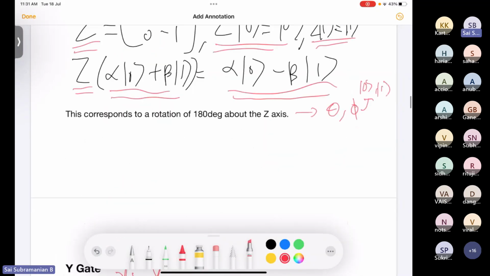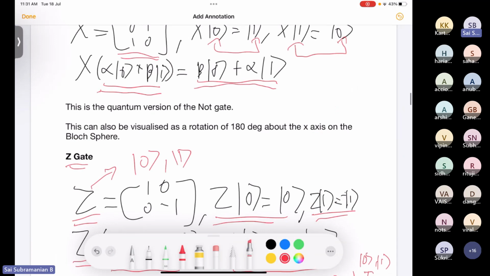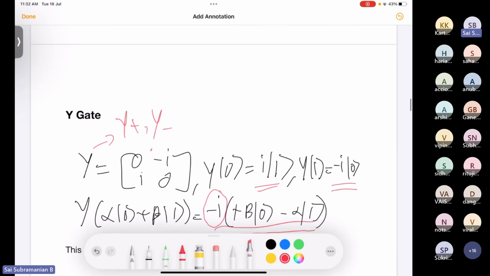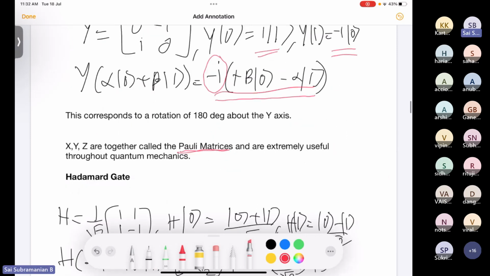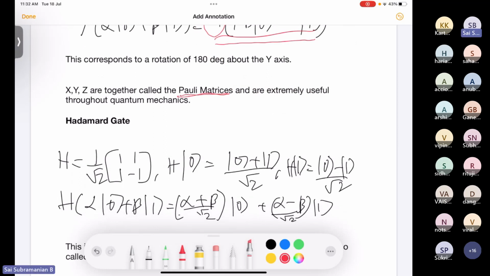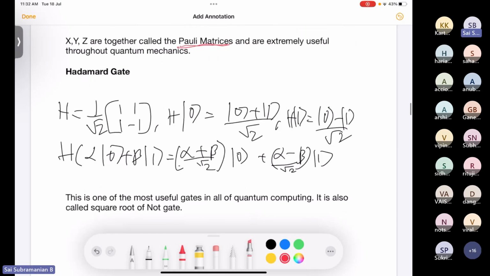For us, all that matters: X gate, NOT gate, Z gate, another gate that does this, Y gate does this. We won't use the Y gate again. And we'll use the X and Z though. And one more cool gate that we will be using a lot. It is called the Hadamard gate. So the Hadamard gate is this matrix.